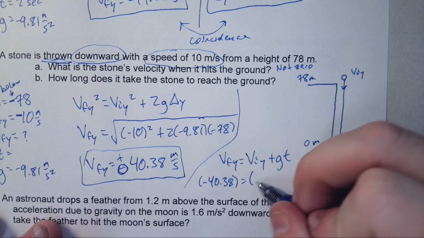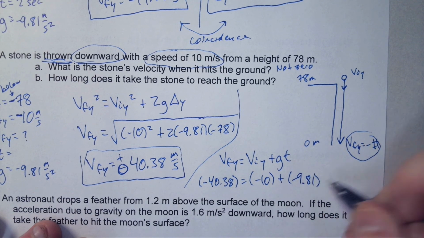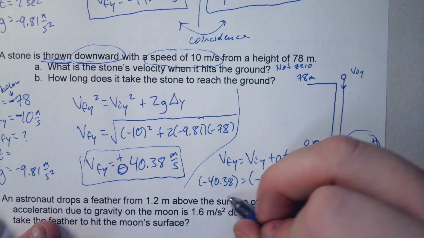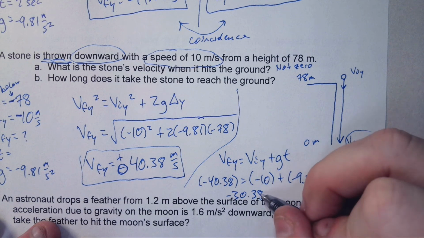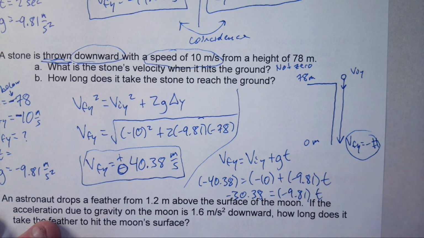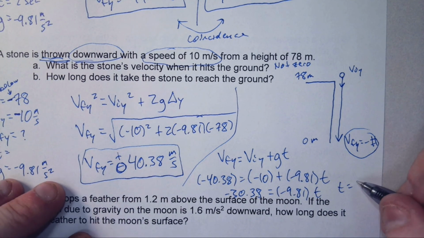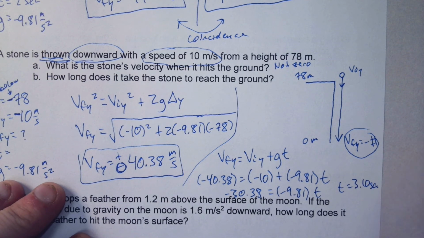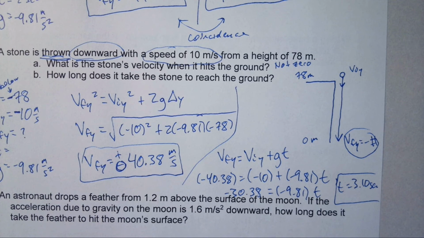VIY is negative 10. Gravity is negative 9.81. And then time. If I add 10 over here, sorry, I'm running out of room, I get negative 30.38 equals a negative 9.81 times time. And when you solve for that, the time comes out to 3.10 seconds, which makes sense because it's a positive time. We always have positive time here.